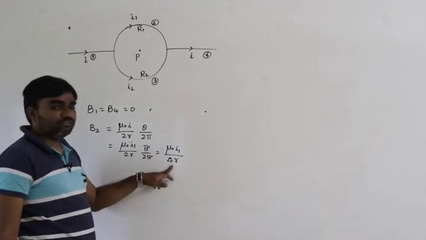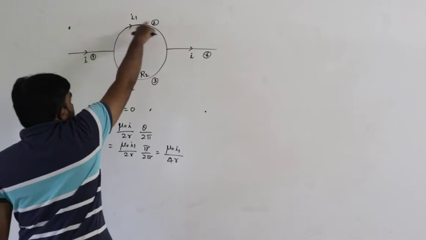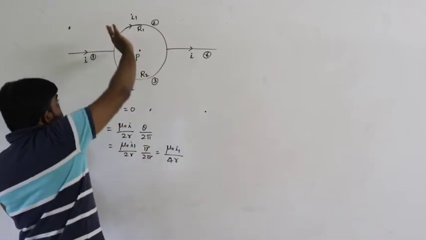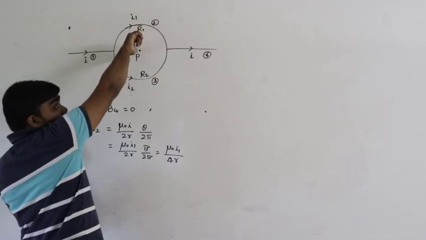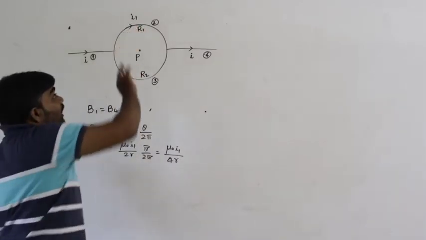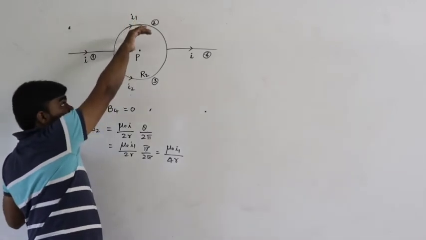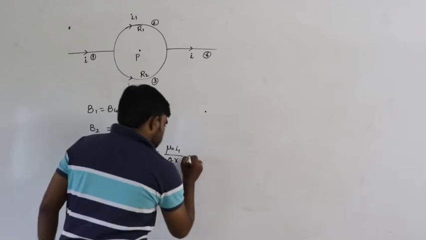Mu naught I1 by 4r. So this is the situation. What is the direction? The curling of the fingers indicates the current, the thumb indicates the magnetic field, inwards direction.